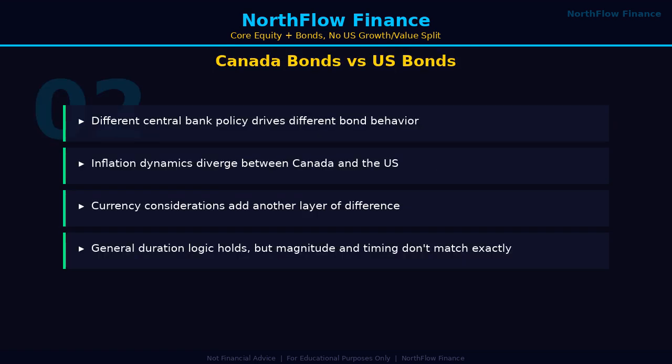One limitation worth calling out directly: Canadian government bonds do not move in perfect lockstep with U.S. Treasuries, since they respond to a different central bank, different inflation dynamics, and different currency considerations. If you're used to thinking about VGLT or VGSH in a US context, don't assume the Canadian equivalents will behave identically. The general logic still holds: shorter duration means less sensitivity, but the specific magnitude and timing of that sensitivity can diverge quite a bit between the two countries.